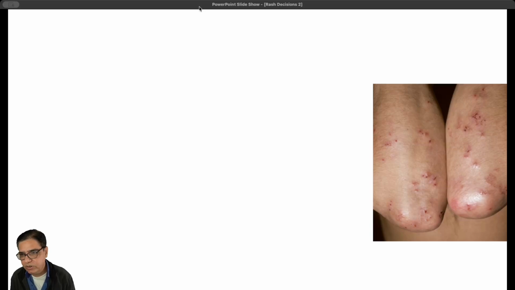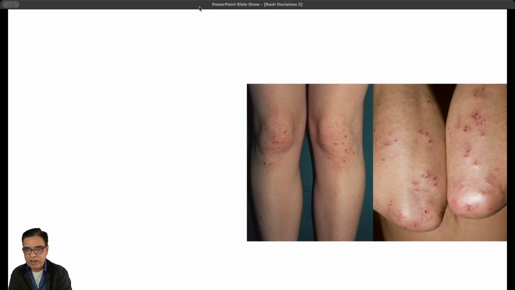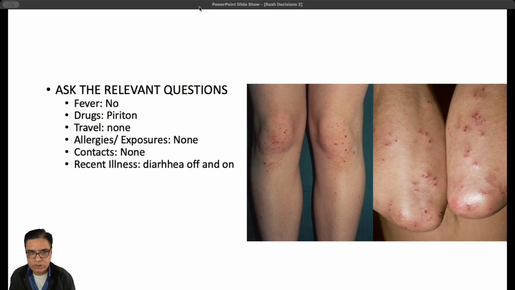So here is an image where you can see that there is a papular rash with some scratch marks and erosions, predominantly on the elbows, on the extensor surfaces. And then the same child has got the same type of lesions on both knees as well. Again, you say these are probably the pressure points and these are extensor surfaces, and you can see it's predominantly papular. Maybe you can see a few vesicles and maybe a few pustules as well if you magnify it, and this is the rash. So if you ask the relevant questions, this child has got no history of fever. This child has been taking Piriton because it's quite an itchy rash, and you can see a few scratch marks here and there as well.